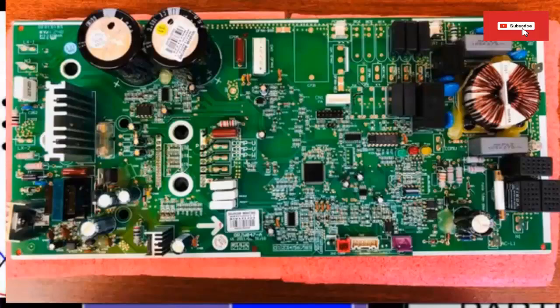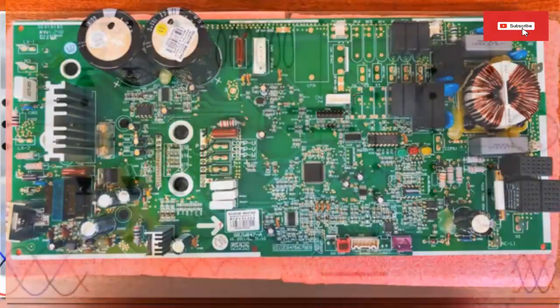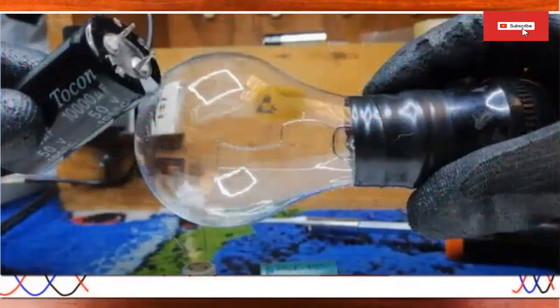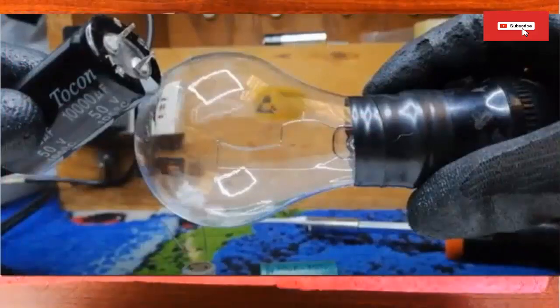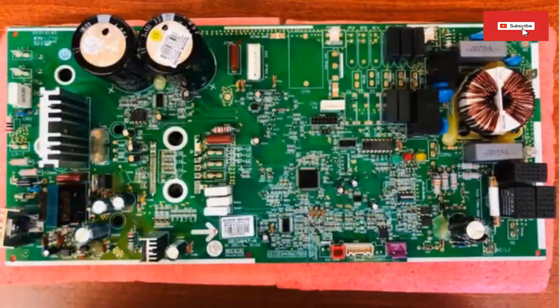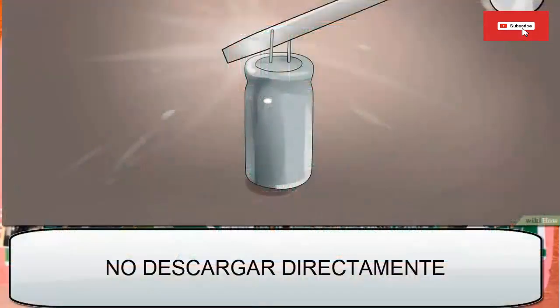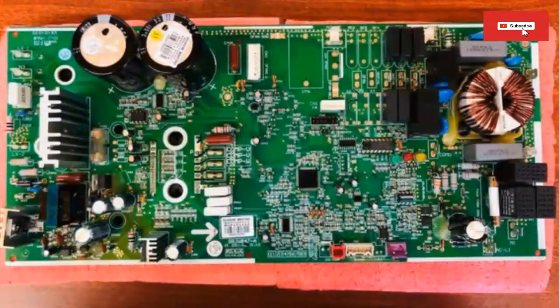Before carrying out any measurement, it is advisable to discharge them, since they tend to remain charged at around 400 volts. This operation can be carried out with a resistor, for example, using a light bulb mounted in a lamp holder with 2 wires, but under no circumstances should the capacitor terminals be crossed, as this can cause the destruction of various electronic components such as transistors, integrated circuits, triacs, others.